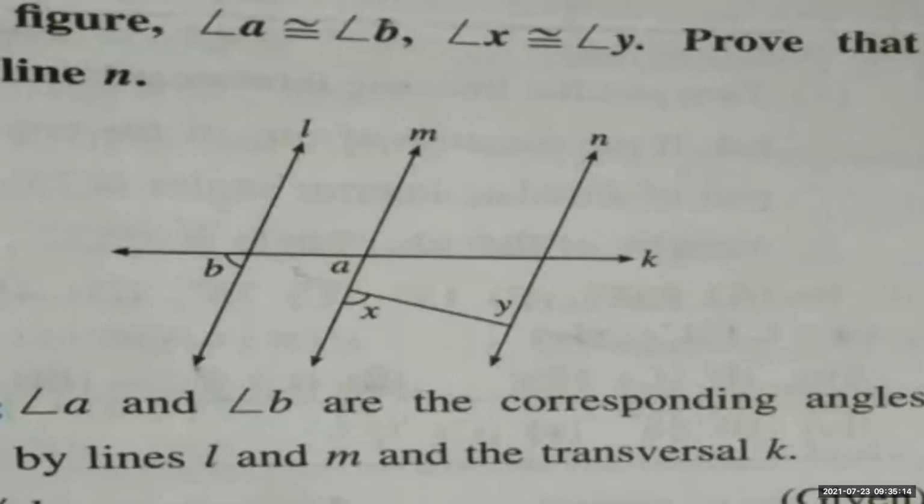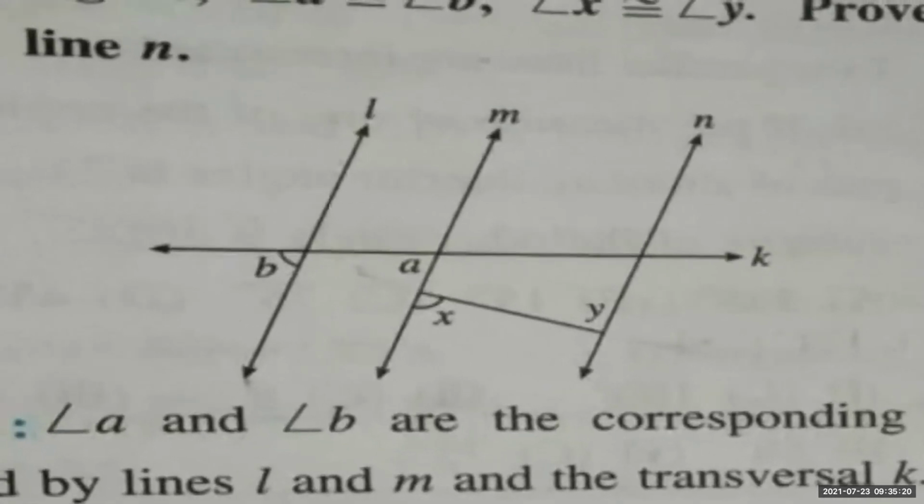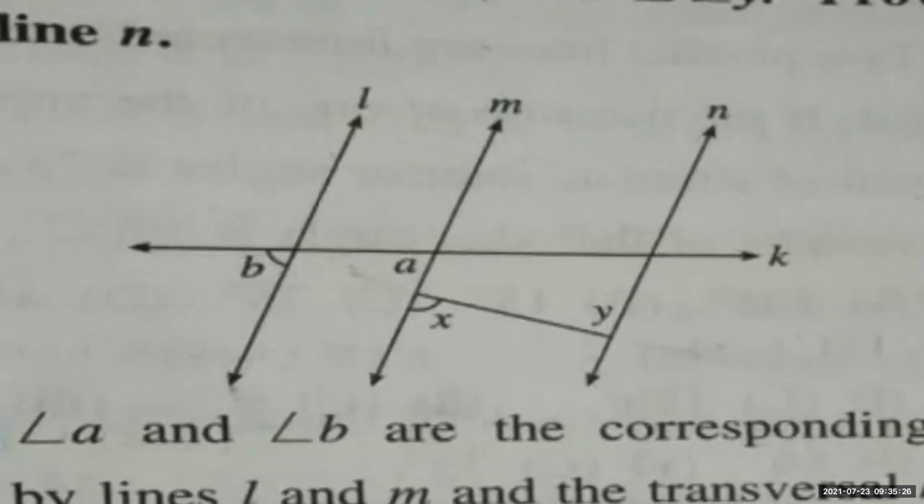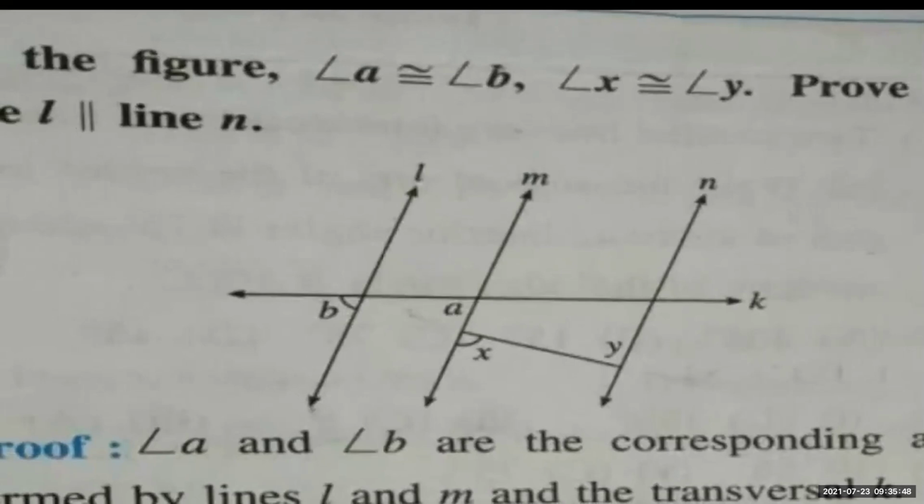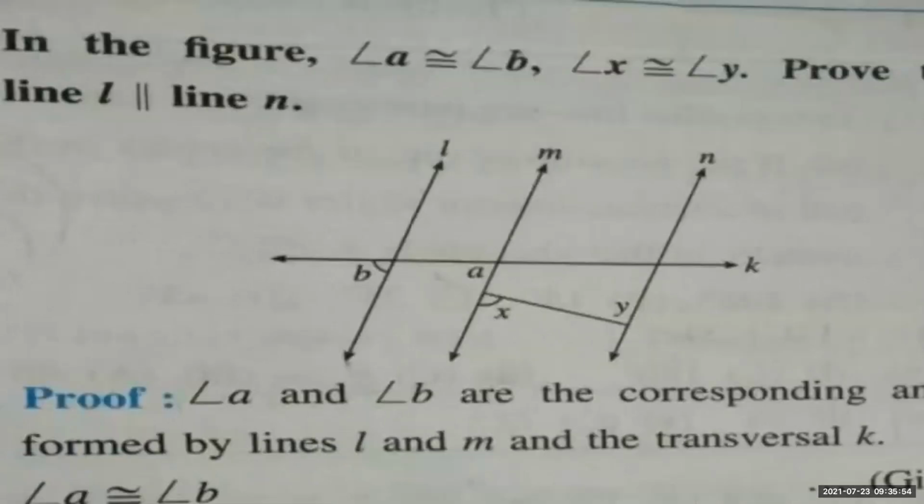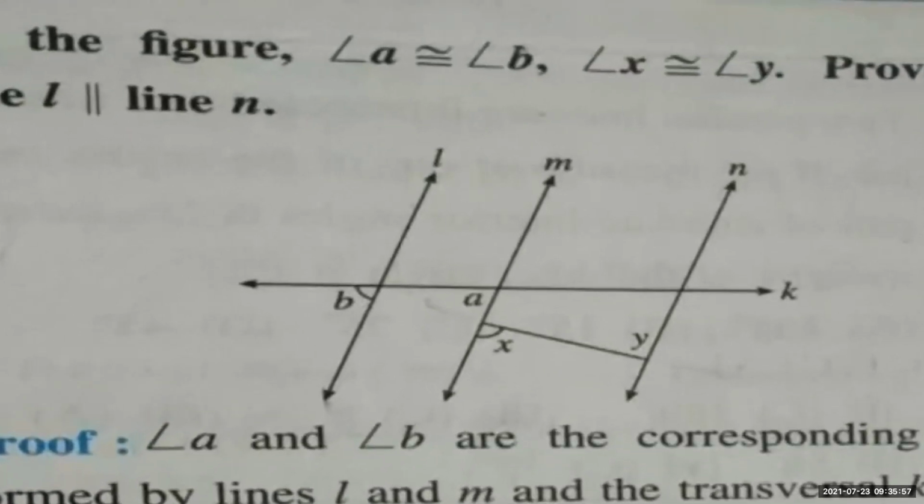Whatever four angles you can see in the diagram, look at the diagram, there are four angles. Looking from the left of the diagram: angle B, then angle A, then angle X and angle Y. So here the first two angles, angle B is congruent to angle A, and angle X is congruent to angle Y. That is given in the example, and we have to prove line L parallel to line N.